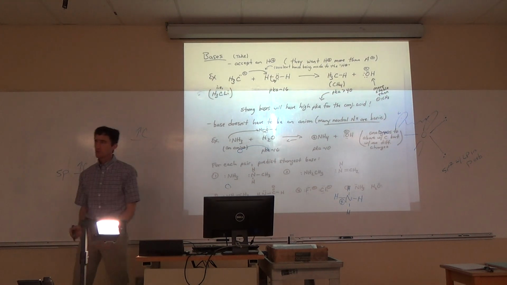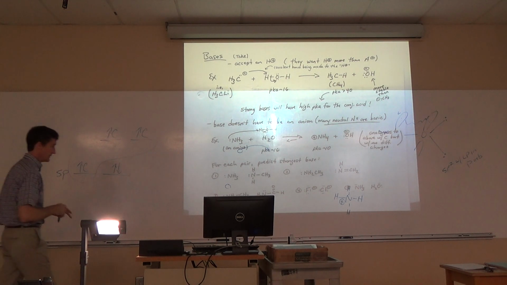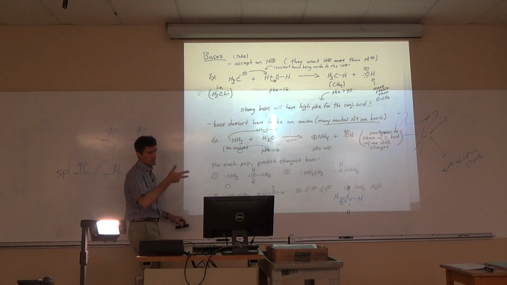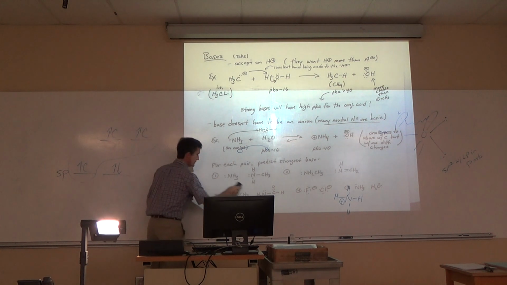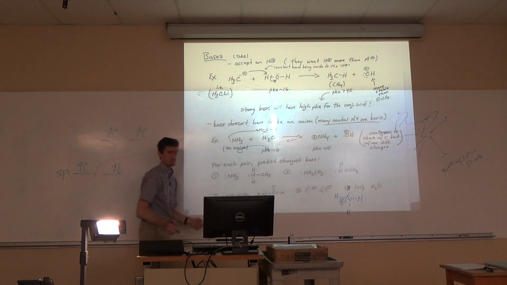Okay, what's a good base? Something with high electron density. Electrons that want to go take an H. Let's use the same principles we were talking about before, but here it's just kind of reversed. High electron density, which is more basic, ammonia or methylamine?